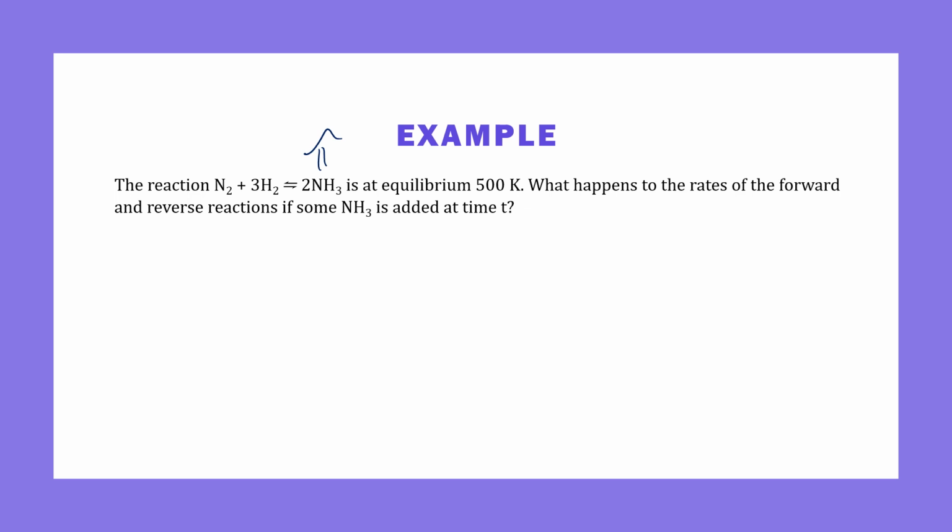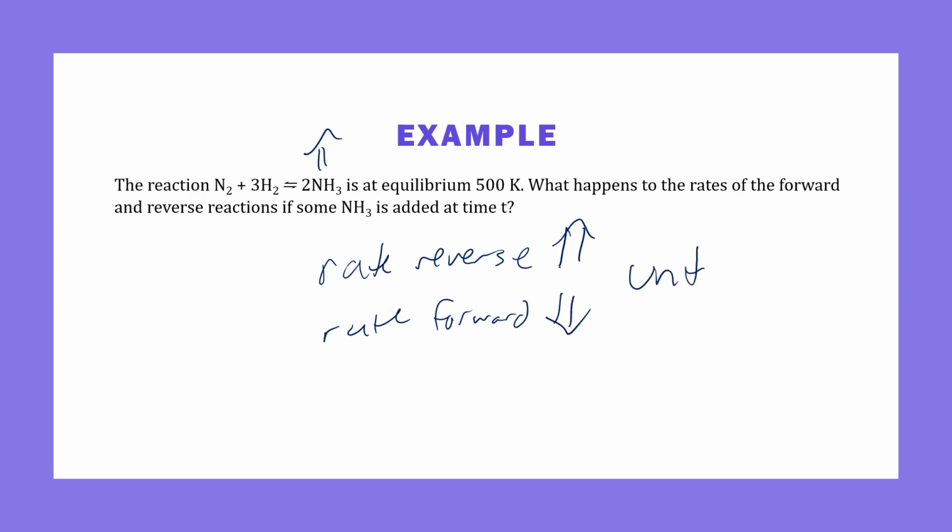When you're adding in that extra product, it's no longer at equilibrium. So in order to get to equilibrium, we need to use up some of that extra NH3. So the reaction is going to proceed in the reverse reaction. So the rate of the reverse reaction will increase, and the rate of the forward reaction will decrease until it regains equilibrium. Then the rates will be constant again.